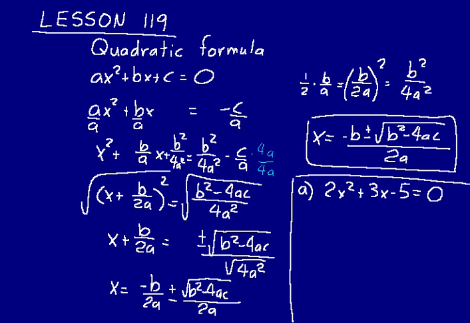Let's use the quadratic formula to solve a quadratic equation. Look at practice problem A. 2x squared plus 3x minus 5 equals 0. So all we do is substitute those coefficients of x squared, x, and then the constant into the quadratic formula as we need to.